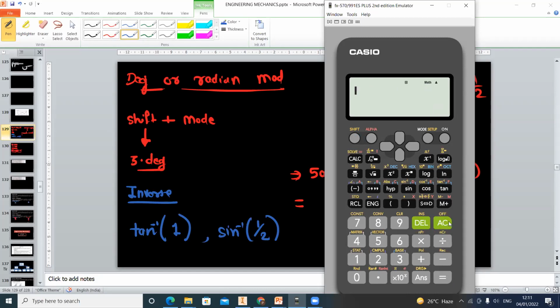You can press AC. Again shift sine. So it is sine inverse 1/2. Select fraction, 1, down button, 2, right, close the bracket. So sine inverse 1/2 is 30. This is how you can use shift to calculate the inverse functions: tan inverse, sine inverse, cos inverse. Even the hyperbolic options are available. In your engineering mathematics 1 or 2, you will require these hyperbolic functions.